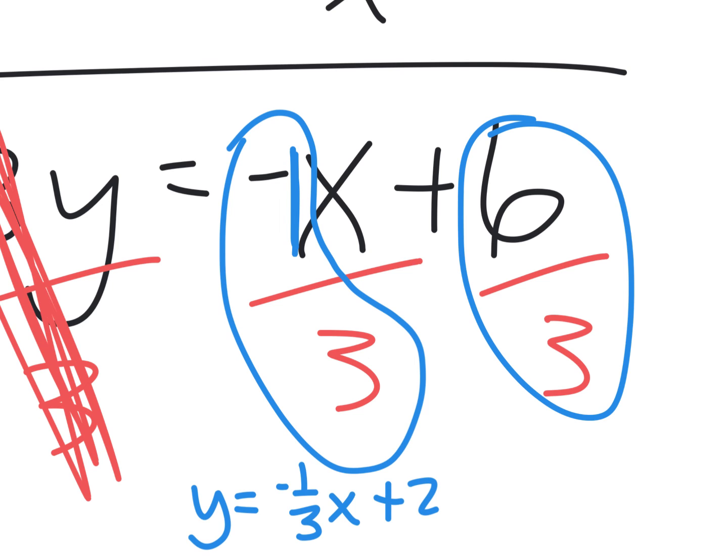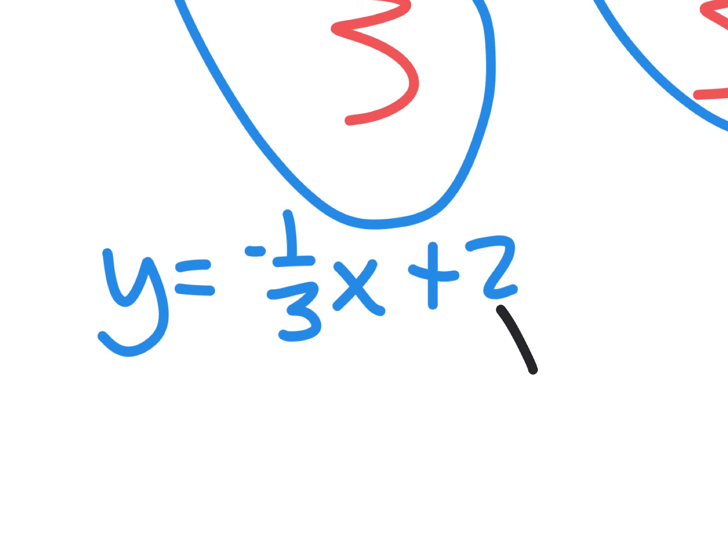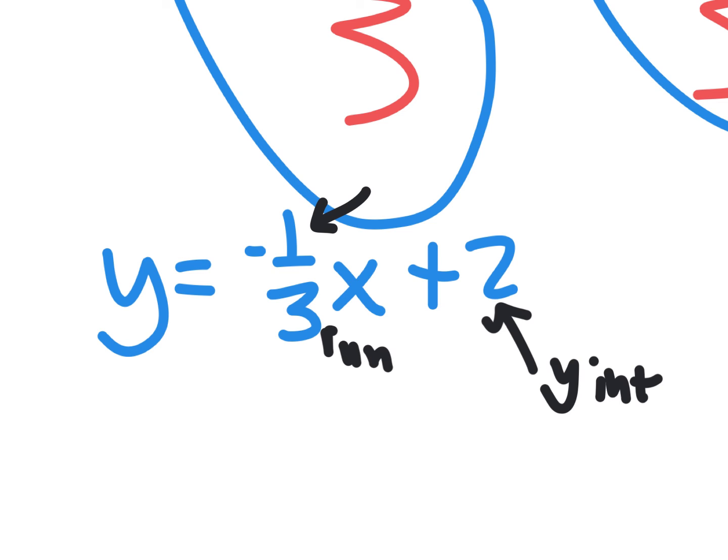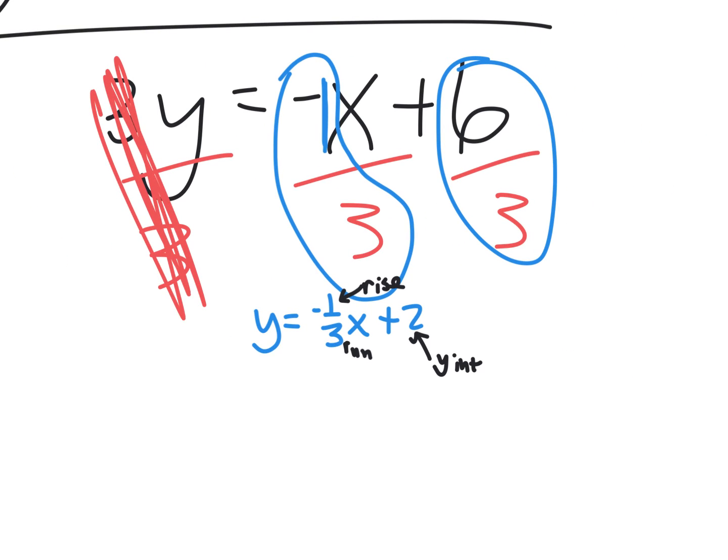And that would be easy to graph because you'd start here, the y-intercept, and then you'd rise negative 1, which means you'd go down 1, and then you'd run 3. So it was rise over run. Negative rise, of course, means fall. All right, let's go do number 2.